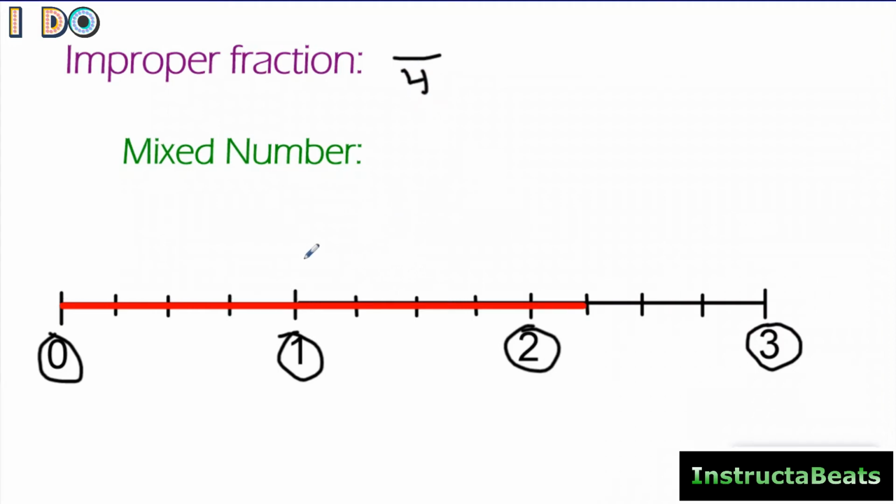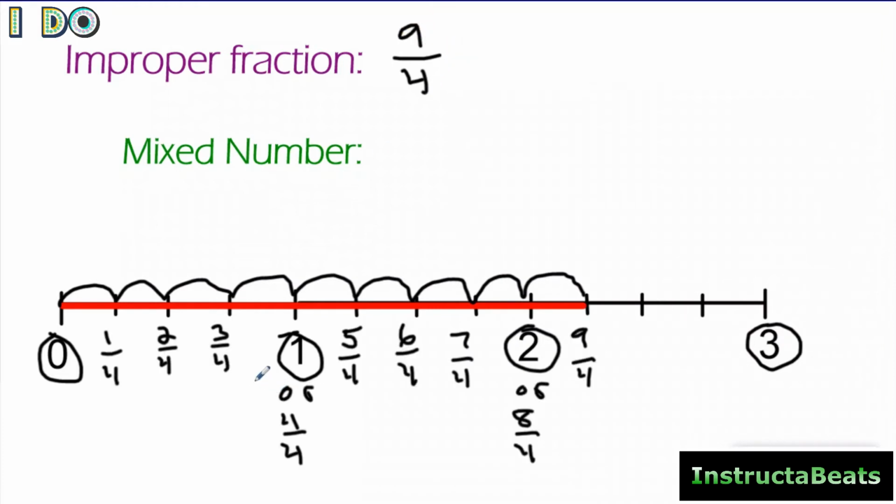Now, how many pieces do I have shaded in? If I start at 0 and count, I have 1, 2, 3, 4, 5, 6, 7, 8, 9. So my improper fraction is 9/4. I've labeled my number line down here with the fractions and then my improper fractions, okay? So let's figure out what our mixed number is.